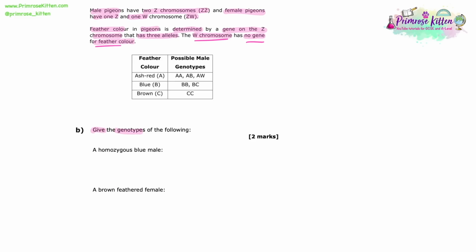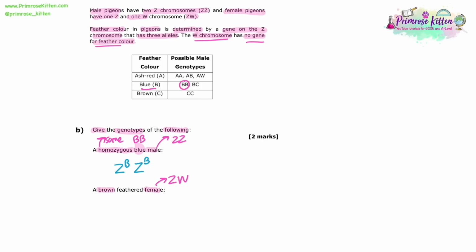Give the genotypes of the following. A homozygous blue male. So this is where we're going to be using our table. So let's break down what it's asked us to give first of all. Homozygous meaning it's going to have 2 alleles that are the same. It's going to be a male, so we know that means it's going to have ZZ, and it needs to be blue in terms of feather colour. So we need to do ZZ, then go to the table to find the blue alleles, and the only one of those 2 options that is homozygous, so 2 alleles the same, is capital B, capital B. So we're going to do ZB, ZB. Remember with sex linkage, you put the allele, the letter, as a superscript above the sex chromosome.